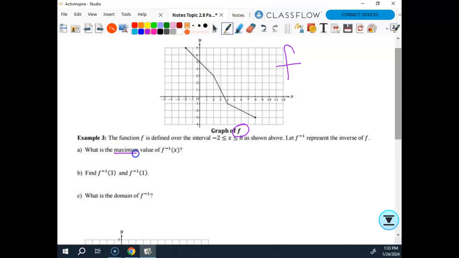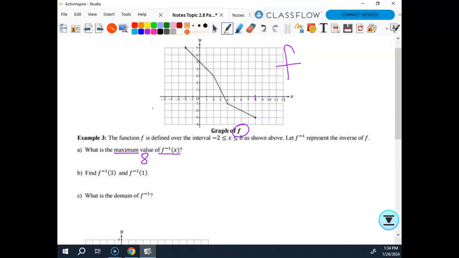The maximum value of f inverse is what it's asking me for. Before we get to that question, what is the maximum value of f? 7, because that is the maximum y value, right? I want the maximum y value of the inverse, so what do I look for on f? The maximum x value. And then my maximum x value is 8. So my answer here is 8. Does that make sense to you? Without having to graph everything.